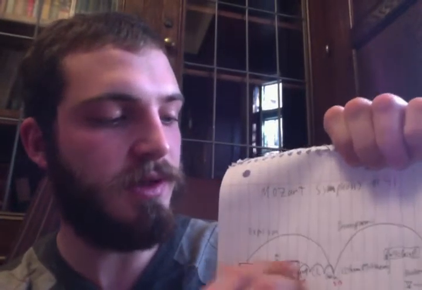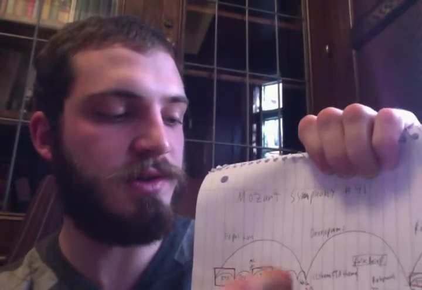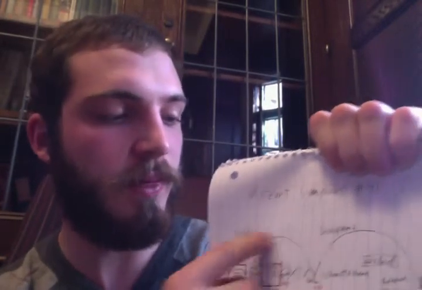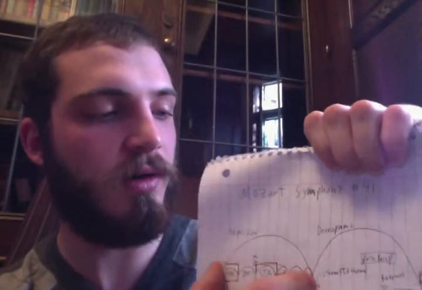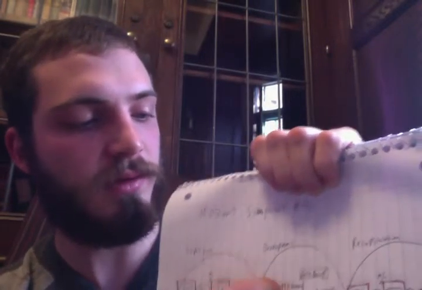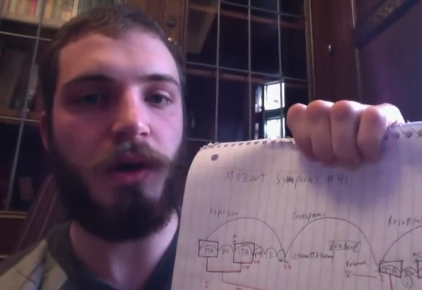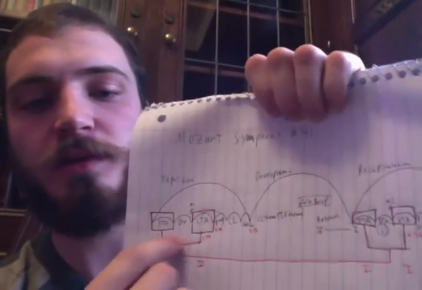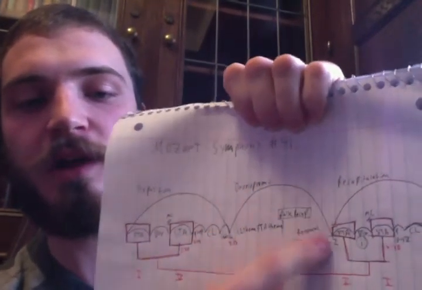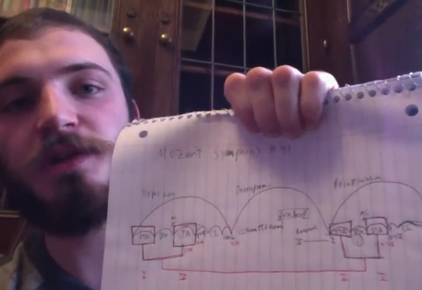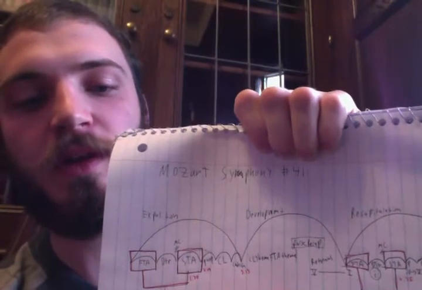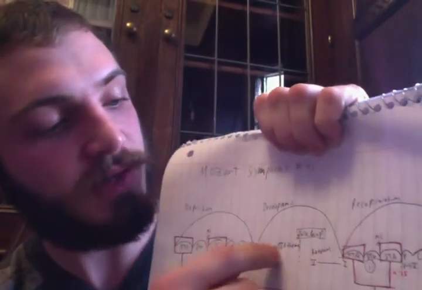After these two keys in the minor section, there's just some closing material to finish off the first large section here. After that, there's the development. In the development, the two themes are fragmented and played in a bunch of different instruments and explored and developed in this section.